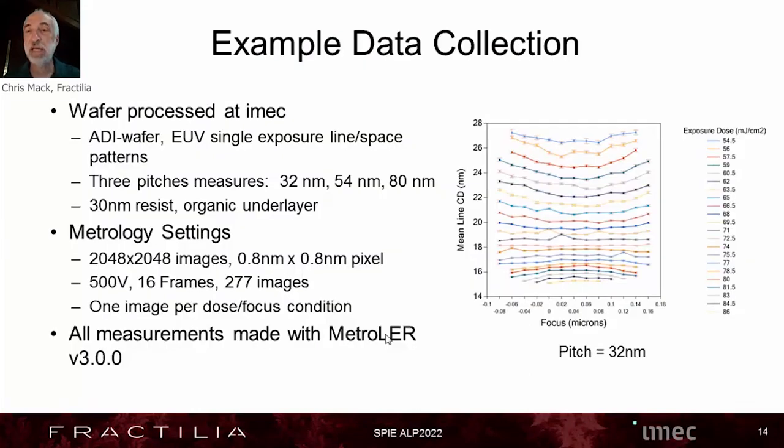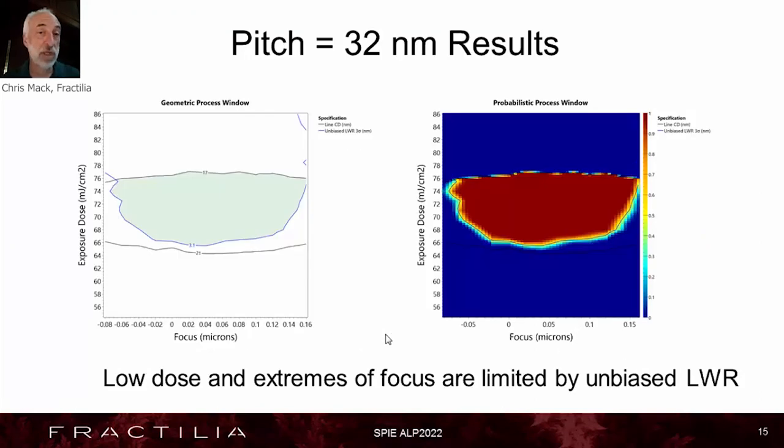Here's some example data. This was collected at IMEC on ADI wafers with 3 different pitches, standard metrology settings as used at IMEC. We have 1 image per dose focus value, and all the measurements were made with the latest version of Metrology for the probabilistic process window calculation. Here's the data for pitch 32, and here's the process window. In this case, we use 2 specs, the CD and the unbiased LWR.